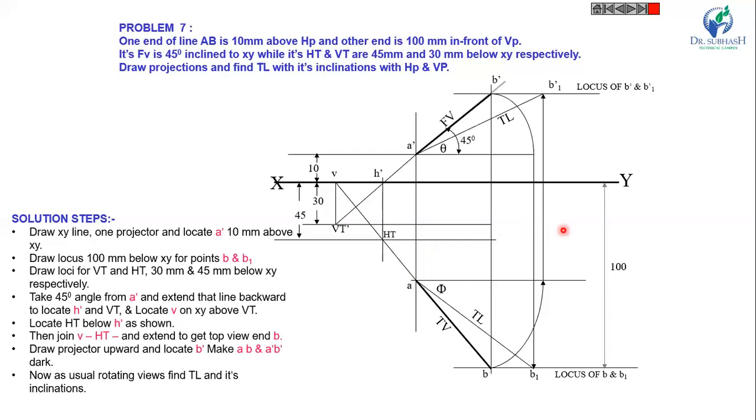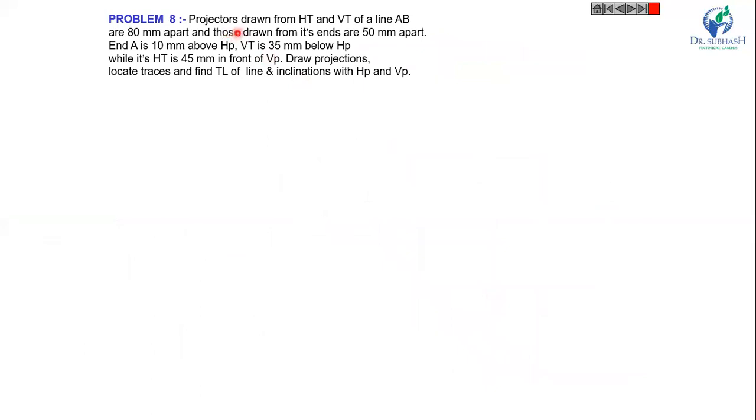Now, let us see the next example. Projectors drawn from HT and VT of a line AB are 80 mm apart and those drawn from its ends are 50 mm apart. A is 10 mm above HP, VT is 35 mm below HP, while its HT is 45 mm in front of VP. Draw projections, locate traces and find the true length of the line and inclinations with HP and VP.